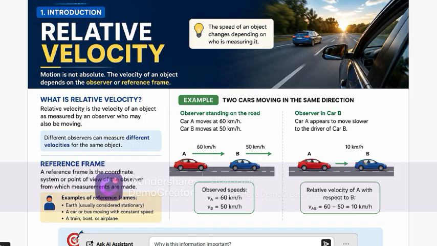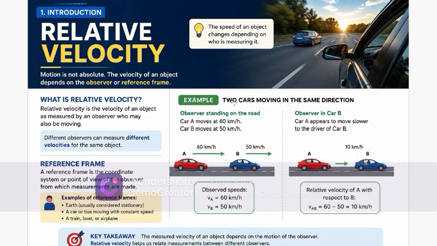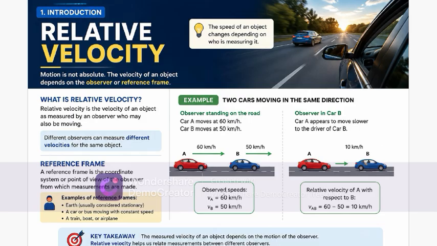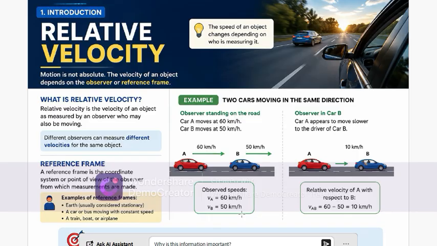Away from that, let's look at an example. We have two cars moving in the same direction, car A and car B. Car A moves at 60 km per hour and car B moves at 50 km per hour. The observed speeds are VA, the velocity of car A, which is 60 km per hour, and the velocity of car B, which is 50 km per hour.